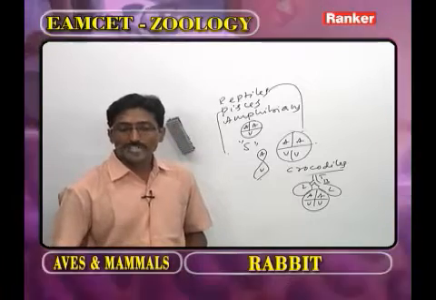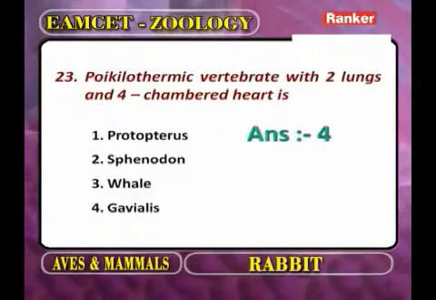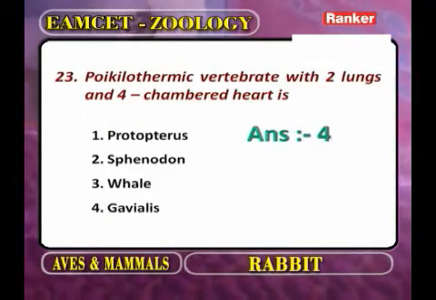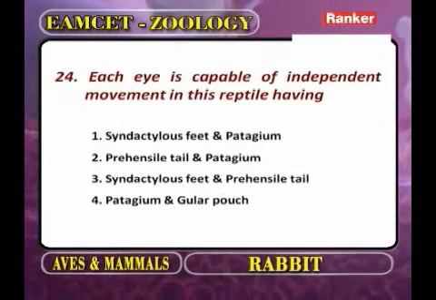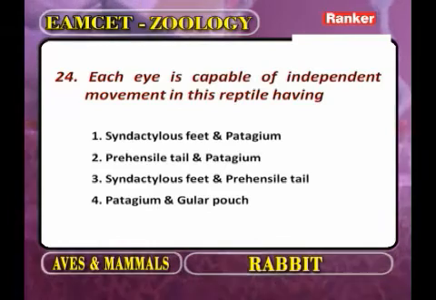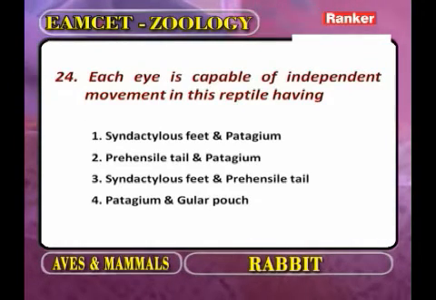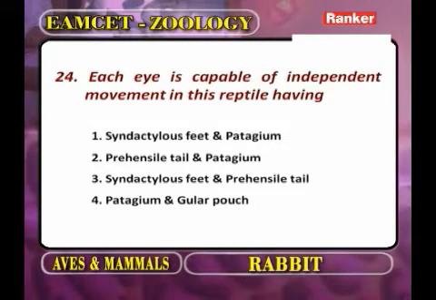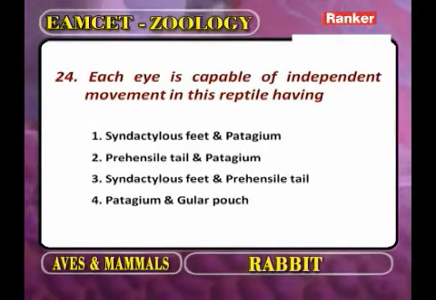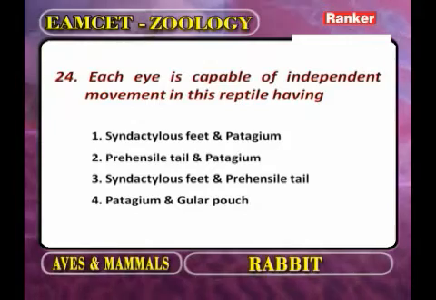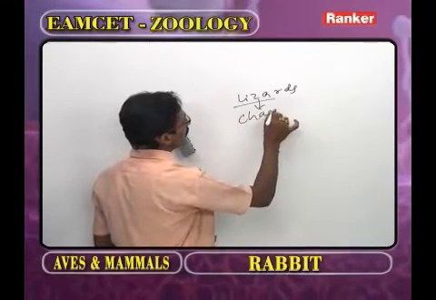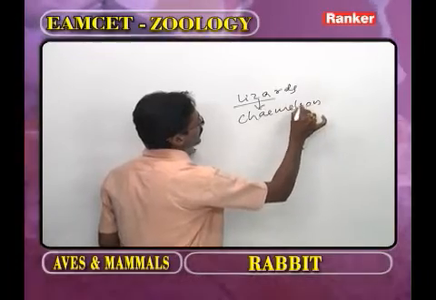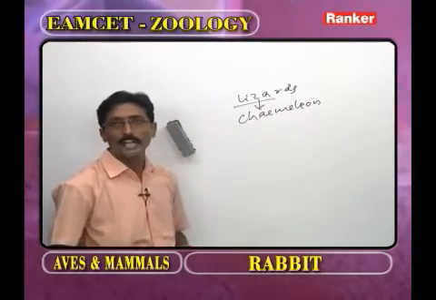Now here the correct answer is crocodiles. One example for the crocodiles is Gavialis. Now we go for the next question. Each eye is capable of independent movement in this reptile. Now as we observe the reptiles, one type of reptile we call lizards. In the lizards, one example is called chameleon.